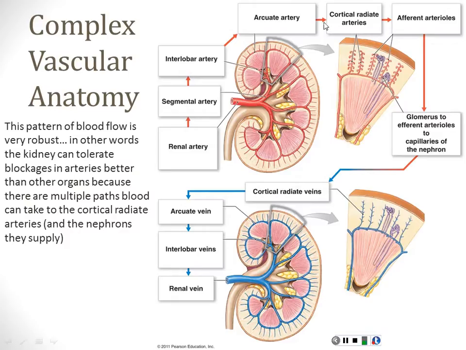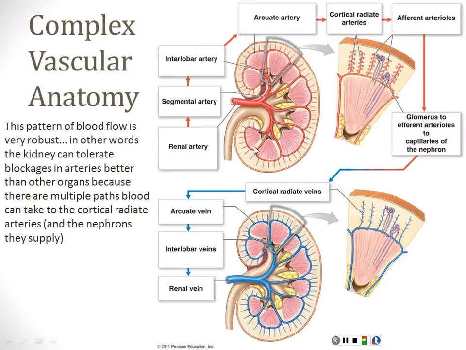Okay, so that's the arterial supply. Well, where does this blood go? Eventually, it collects into these cortical radiate veins, which empty into an arcuate vein right here. So that's this guy, through interlobar veins, segmental veins, and then eventually out through the renal vein. So at least they match, so you only have to learn one blood flow pattern. This is blood going in, this is blood going out.